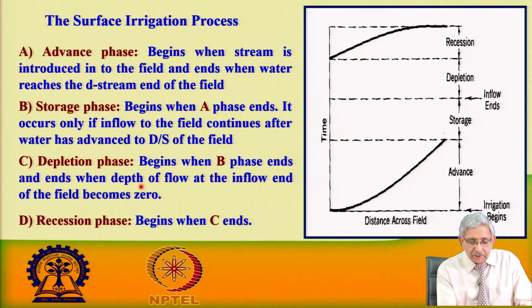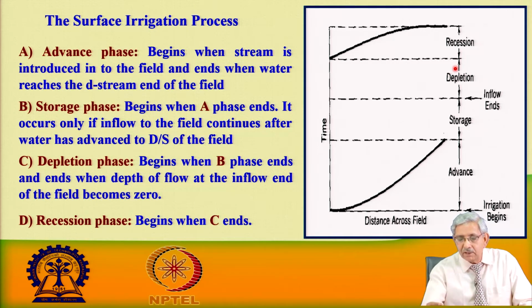So, at the end, when the depth of flow at the inflow end of the field becomes 0, depletion will start, meaning the depth of water will start diminishing when the irrigation supply is cut off. Then the recession phase will begin. This is the behavior of the recession phase in border irrigation systems as well as in furrow irrigation systems.